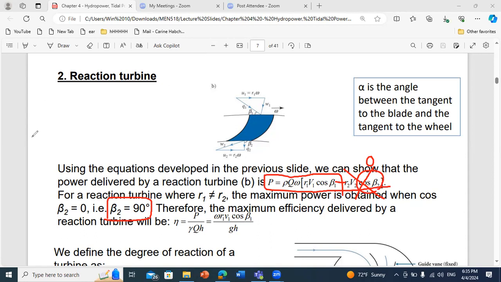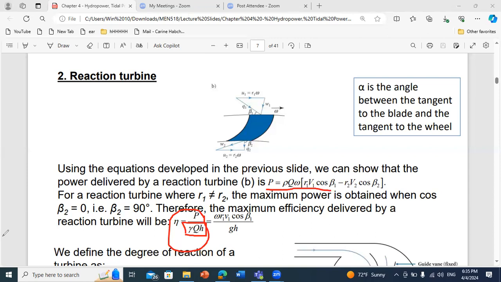Now, concerning the efficiency, the efficiency is equal to the ratio of the extracted power over the maximum power delivered, which is equal to gamma QH. So to get the efficiency of the turbine, we just have to divide the power that we got from this expression by gamma QH, and then we get the efficiency of the turbine.